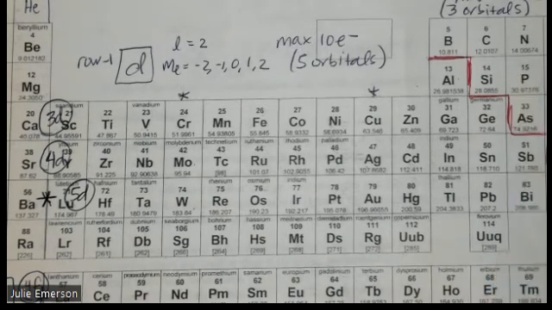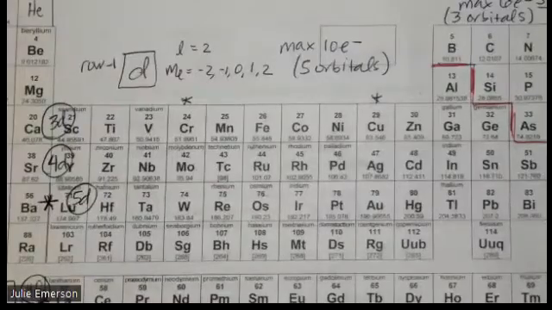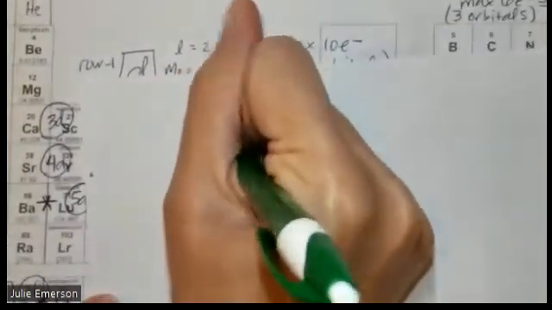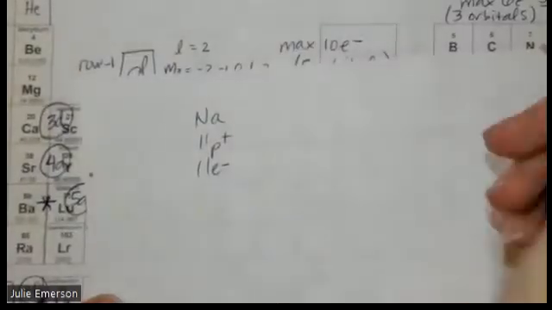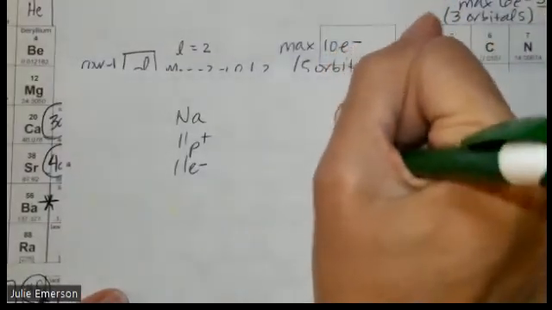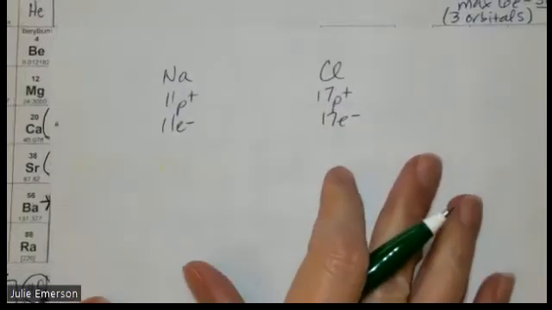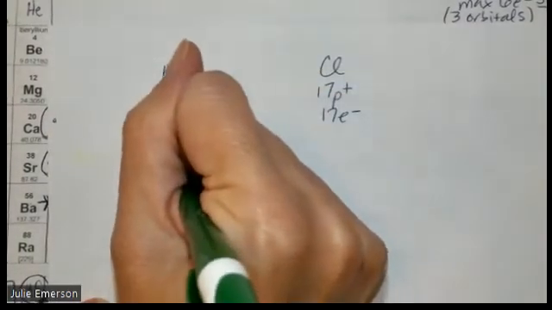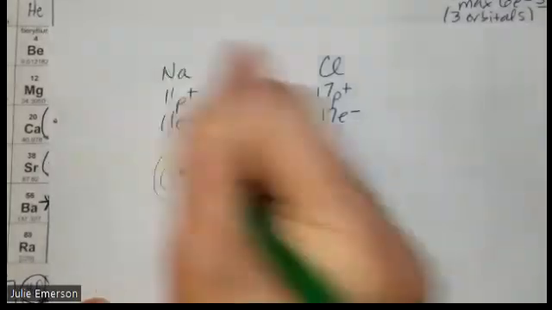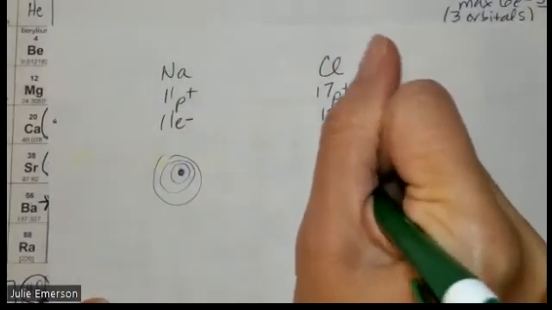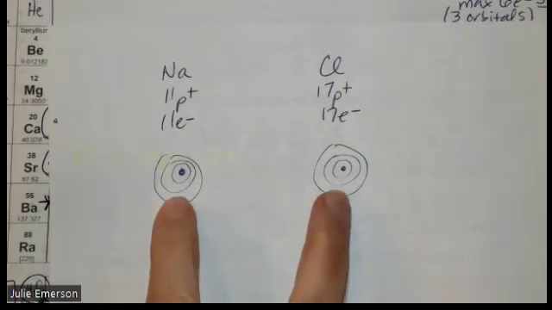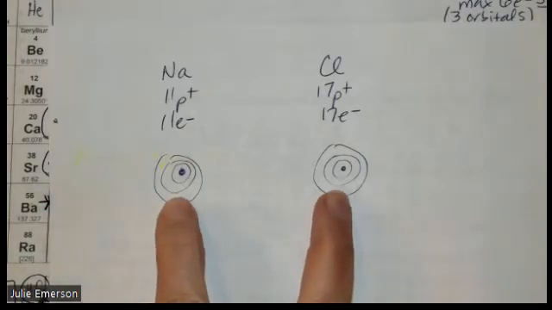Because what happens here is if I imagine, and I'm just going to write this out here. Let's say I've got my sodium, 11 protons, 11 electrons. And then over on the right, I've got chlorine, 17 protons, 17 electrons. Both of those elements are in row 3. So if I think about my nucleus in the center, first shell, second shell, third shell, nucleus in the center, first shell, second shell, third shell. So let's pretend I can draw, and those are the exact same size.